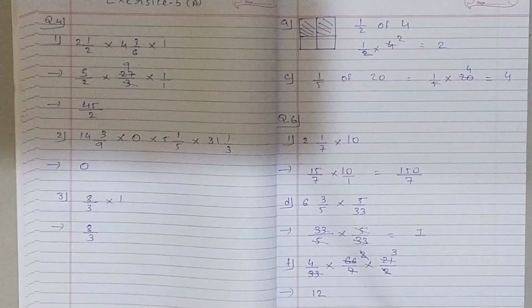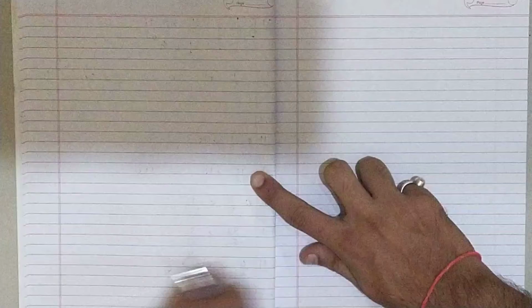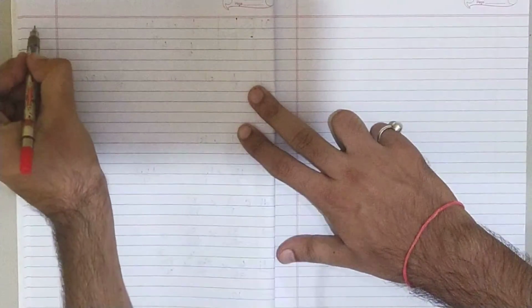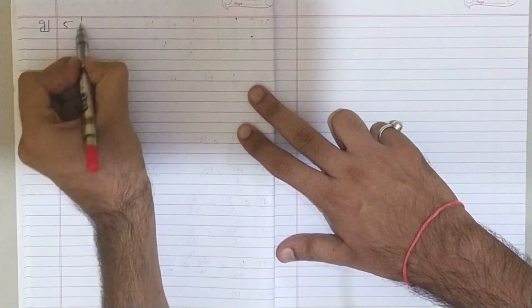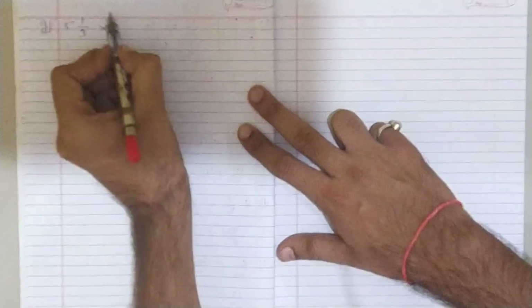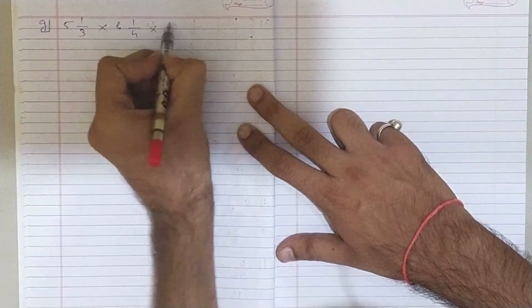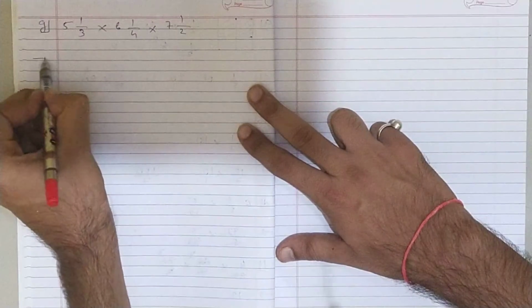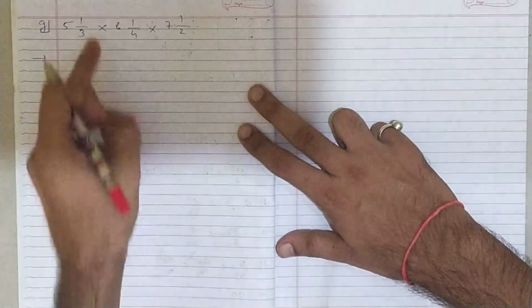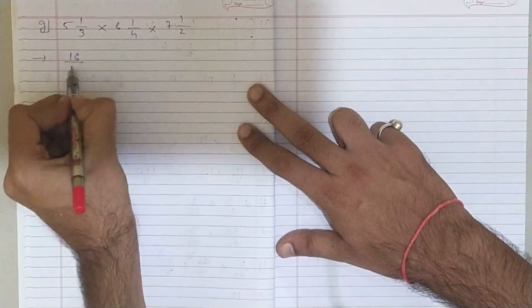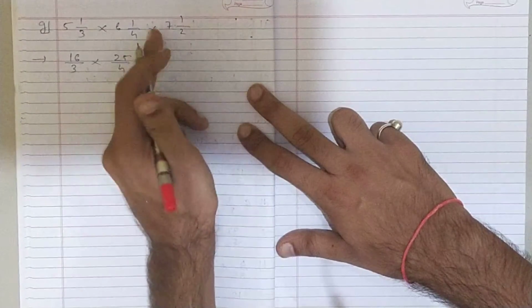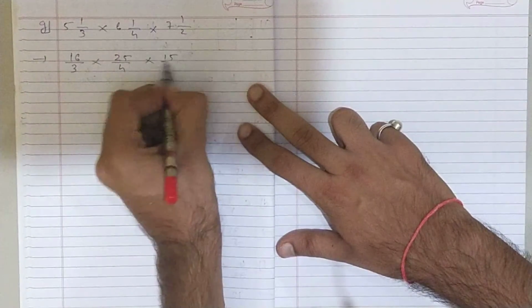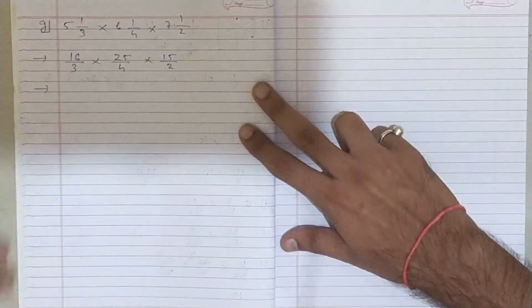16 upon, okay, let me do it in a new page. Okay, I'm writing the question again. 5 1/3 into 6 1/4 into 7 1/2, right? Converting into improper: 5 3s are 15 plus 1, that is 16/3. 6 4s are 24 plus 1, 25/4. 7 2s are 14 plus 1, 15, that is 15/2, right?